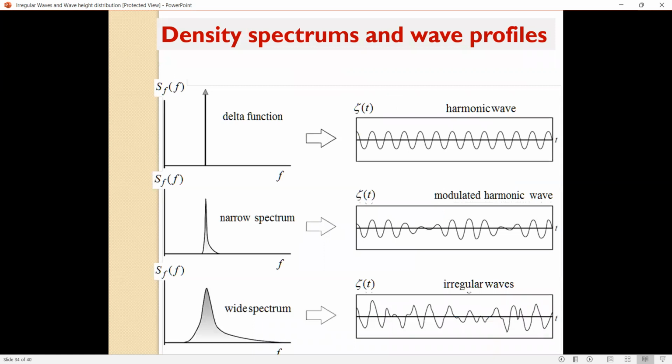Here this is a very important slide. Here the density function, and here the harmonic wave. Look at these two waves. One is theta t, and the corresponding density function. Density spectrum is a delta function. Sometimes the density function is given as 1, but that leads to the harmonic waves, regular waves. Whereas for the modulated harmonic wave, you can see this and then see the corresponding narrow spectrum. The harmonic wave gives a delta function, whereas in case of the modulated harmonic wave, the corresponding density spectrum gives me a narrow spectrum. On the other hand, irregular waves give a wide spectrum.